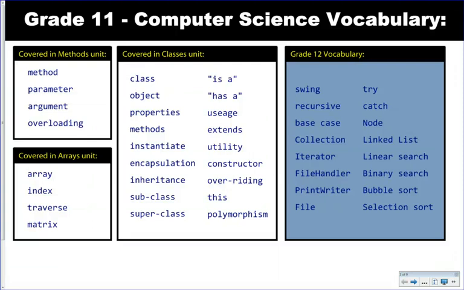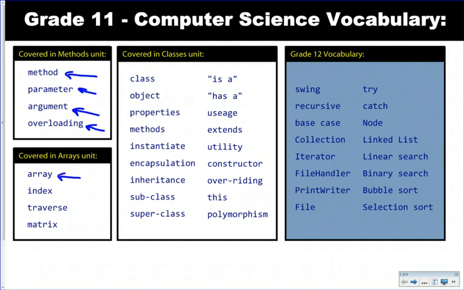Here is our vocabulary list now, having come up through all the units this year. Really, there have been just 3 units up to this point: the methods unit, the arrays unit, and then the classes unit. What I've created here is a vocabulary list. As you can see, the methods unit was simple. There were really just 4 words to learn: method, parameter, argument, and overloading. Those are the 4 words we did in the methods unit.